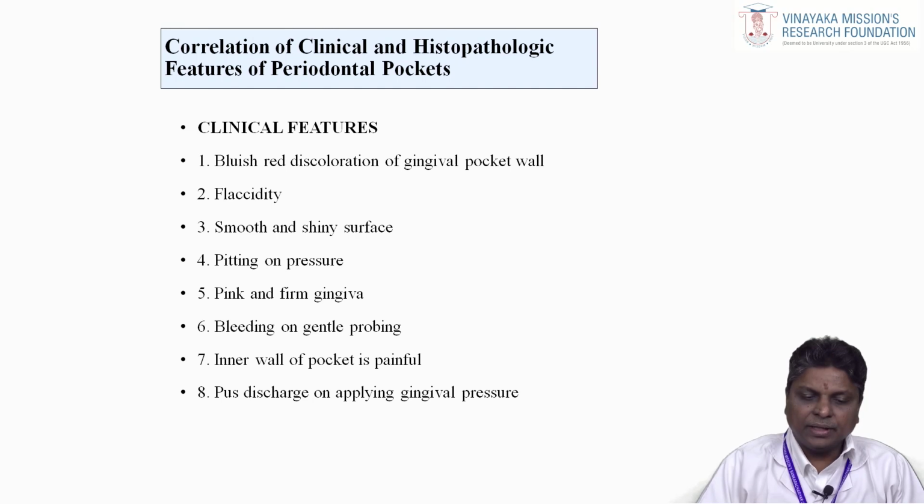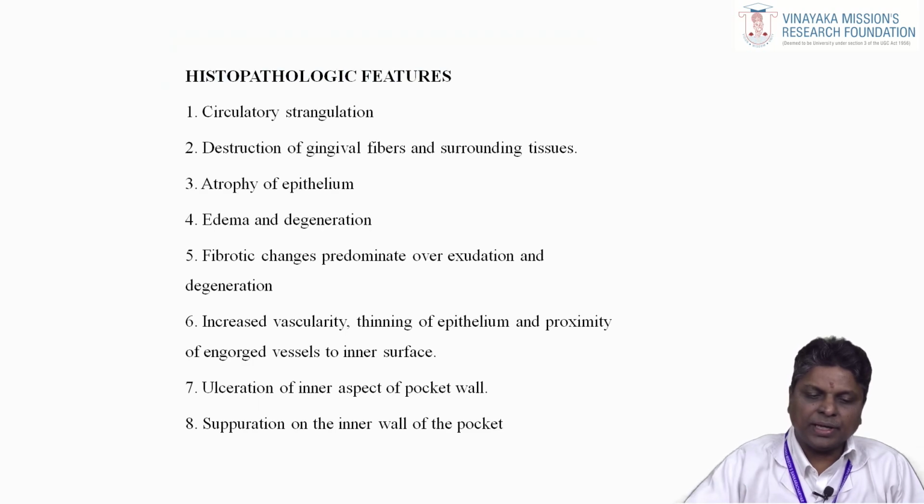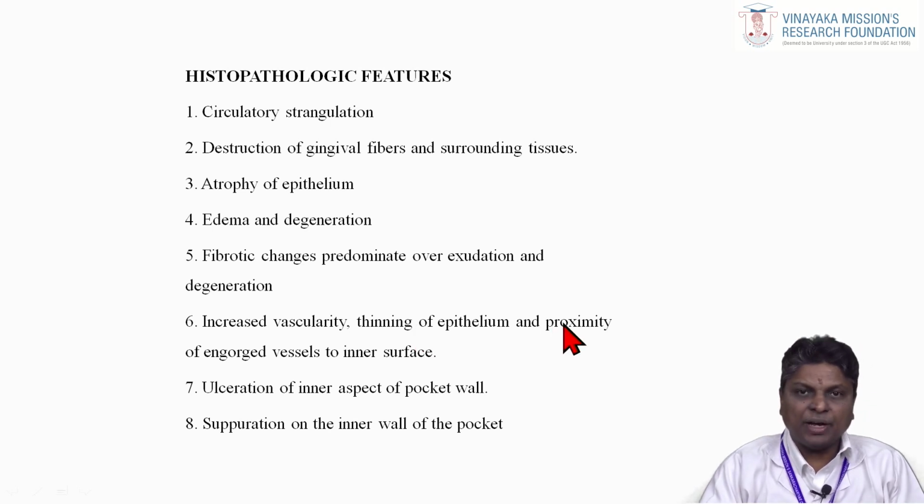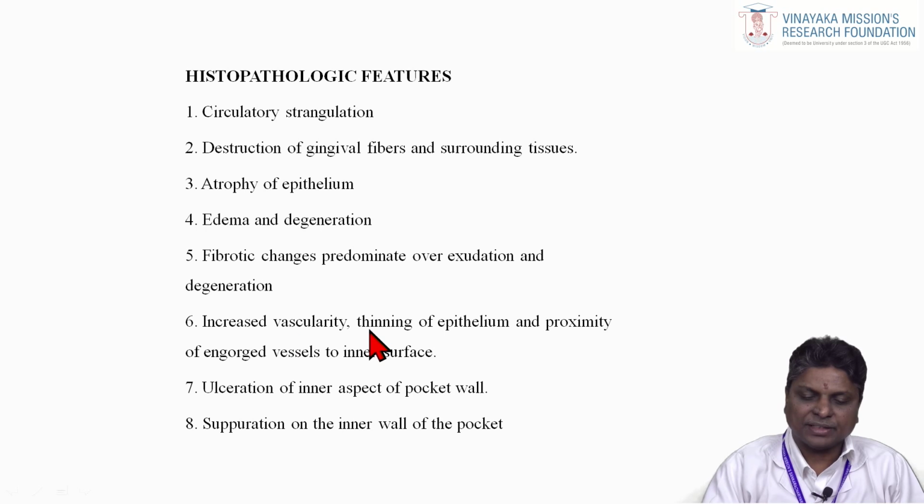The next one is pitting on pressure. Firm gingiva will be there. These are all due to fibrotic changes predominating over exudation and degeneration. You can see here the pink gingiva, due to increased vascularization and a thinned out epithelium because of the inflammation. There is atrophy, thinning and ulceration of the epithelium, and engorged blood vessels, which are acute inflammatory signs.